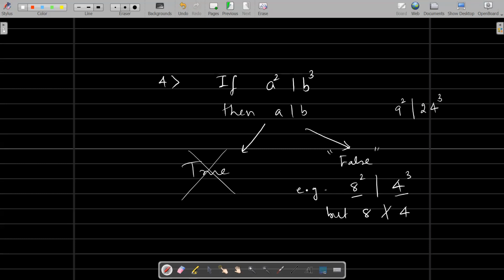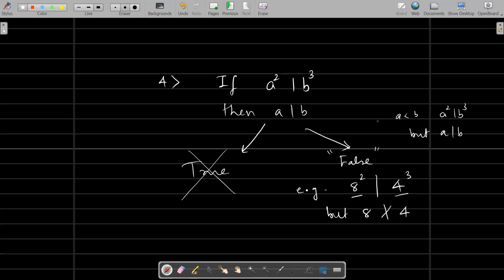No, sir. Sir, I think we should have a multiple of 9 only. Yes, it's a prime square. Can anybody produce a quick example? So A is less than B, A square divides B cube, but A does not divide B. Can anybody produce some quick example for this?